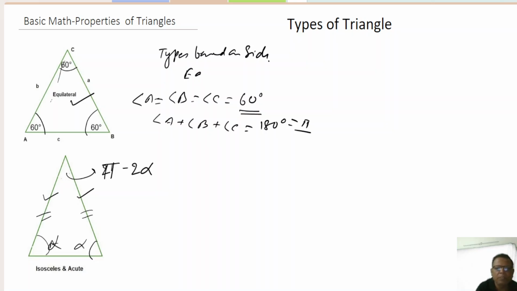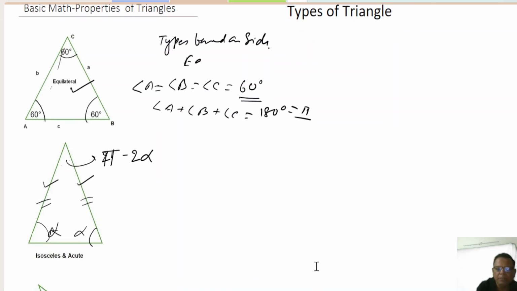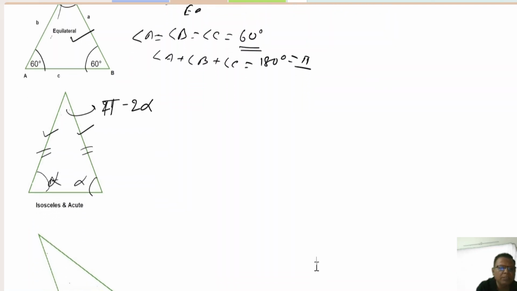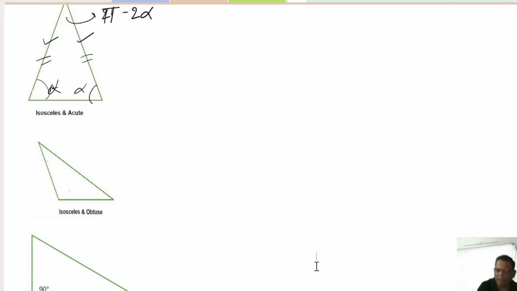Now come to another type of triangle. What is the other type? This is isosceles, because these two sides are equal, and this is obtuse because one angle is more than 90 degrees. If one angle is more than 90 degrees, then it is called obtuse. Since it is isosceles, these two angles will be equal. If this is alpha, this will also be alpha.